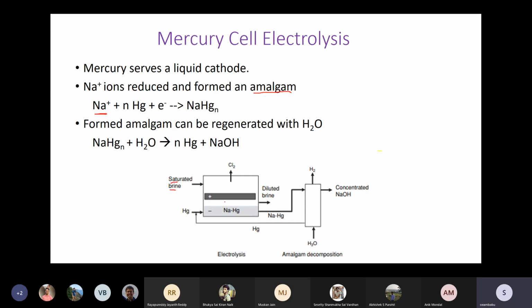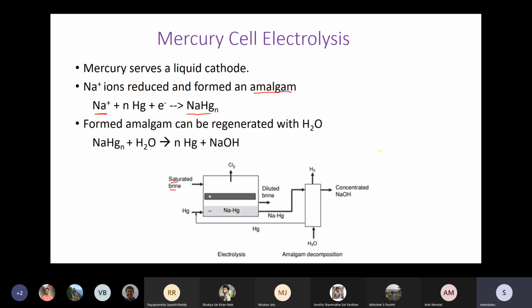Whatever Na+ ions form will move towards the mercury, because that is the cathode, and those Na+ ions combine with mercury and form this amalgam. Once we form the amalgam, we need to separate the sodium, and only then can we recycle the mercury back.